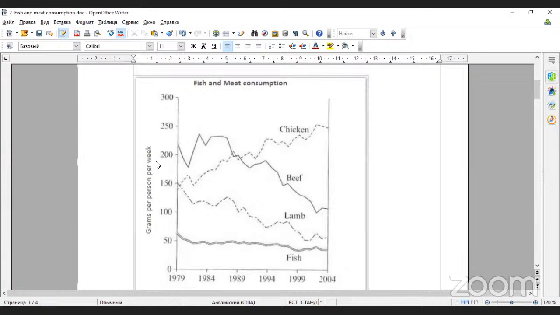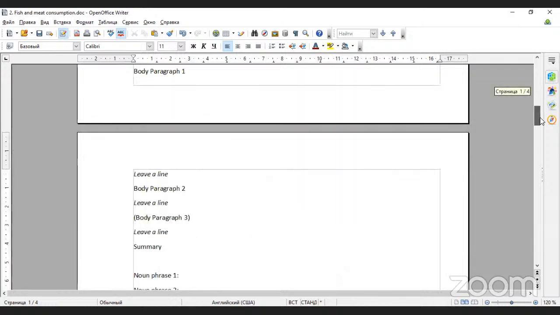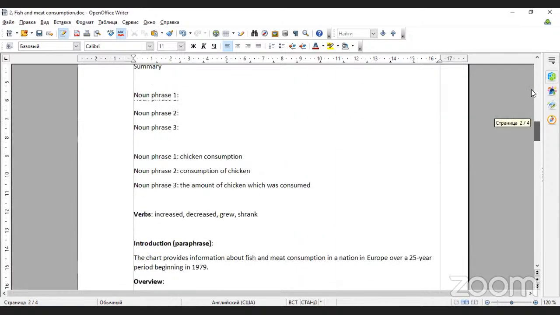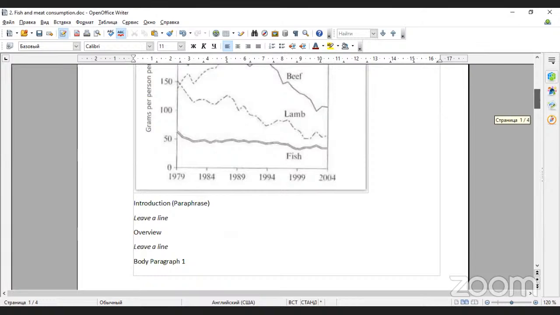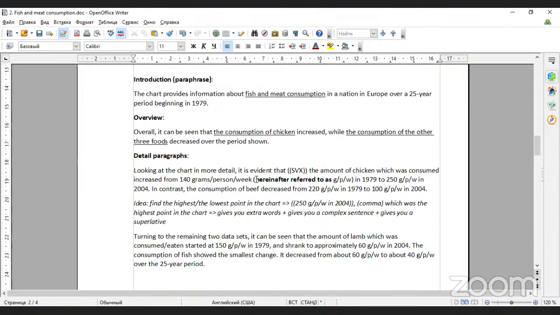But to tell you the truth, examiners for the last, I think, 3 years, they stopped counting the number of words, and it doesn't matter. It doesn't influence your task achievement score in task 1 or task response score in task 2. So it's better if you say something like hereinafter referred to as, and introduce an abbreviation, GPW, for example.